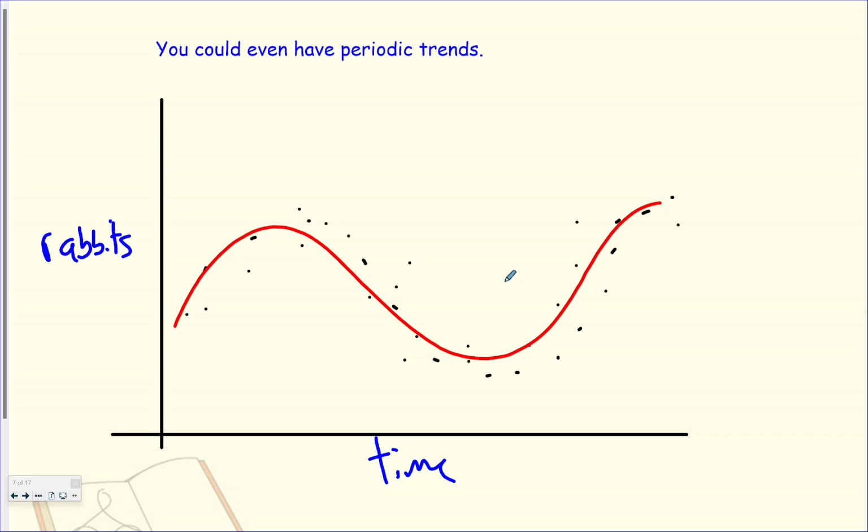You could even have periodic trends. We probably won't do them much in this class, but you could have cases where the trend line goes up and down and up and down, and you may want to fit a periodic trend to see maybe how long it takes to repeat, something like that.